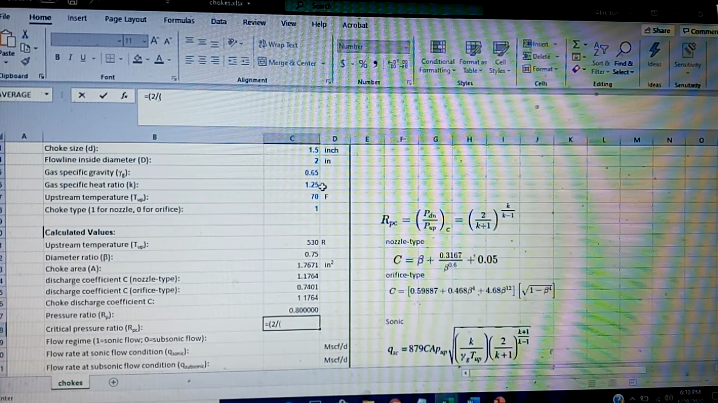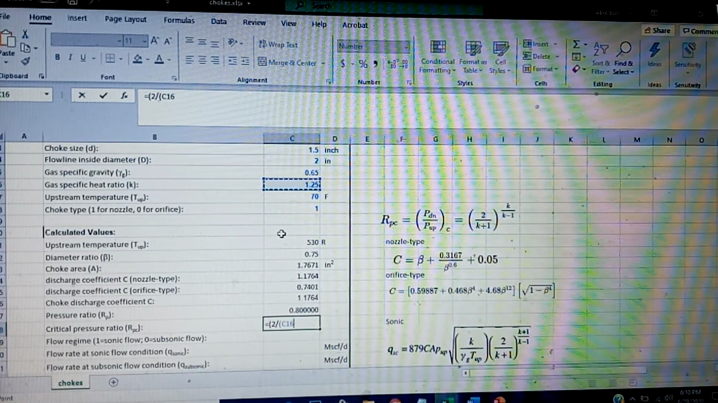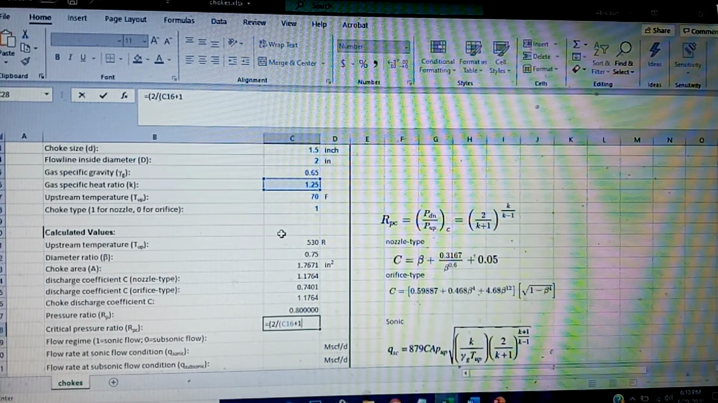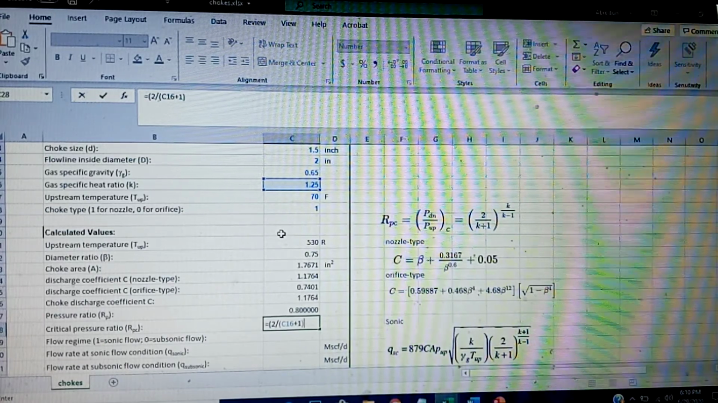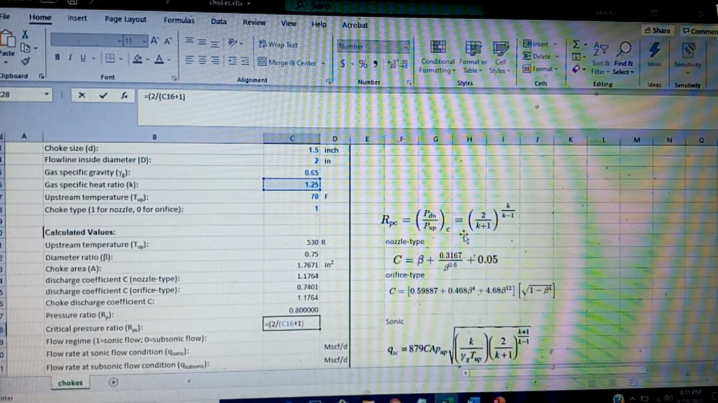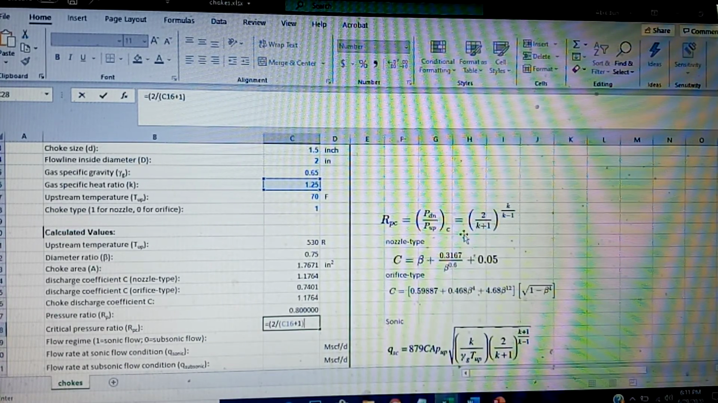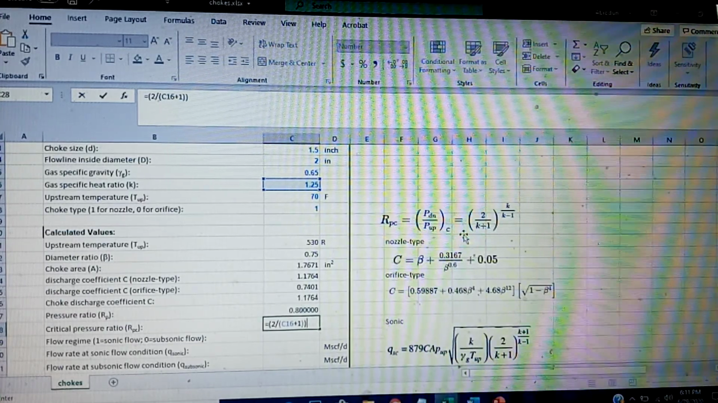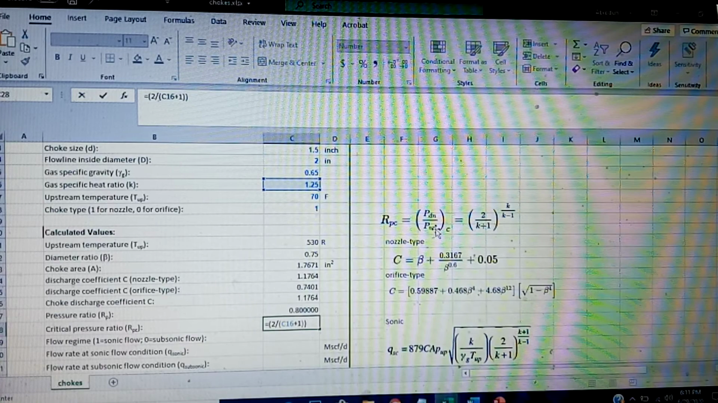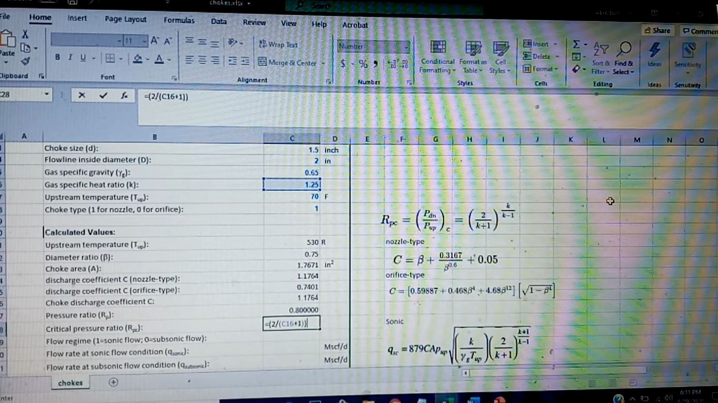Where's K? K is the gas heat ratio, which is, I click on that, which is C16. Then plus 1. Then I close that bracket. So that's K plus 1. I close the bracket. Then I close the other bracket, the first one which I opened. Now in Excel, all your open and close brackets must balance. So I've completed 2 over K plus 1. Now I want to do raised to power this. So I'm going to do shift 6 again, which is cap.